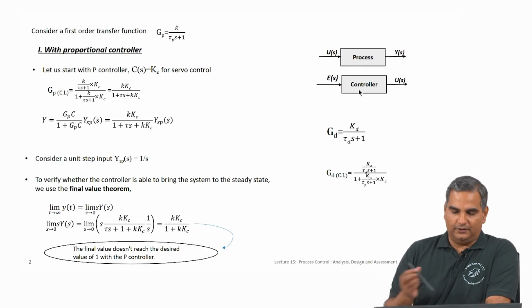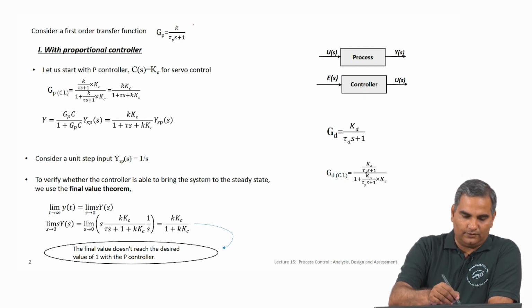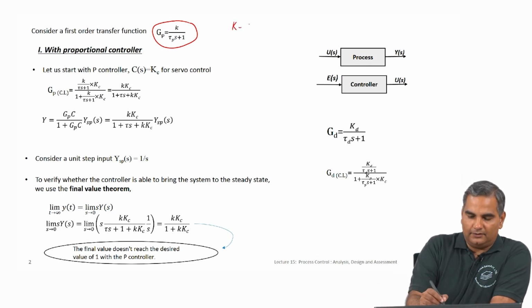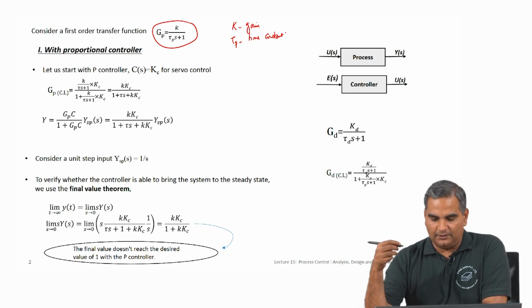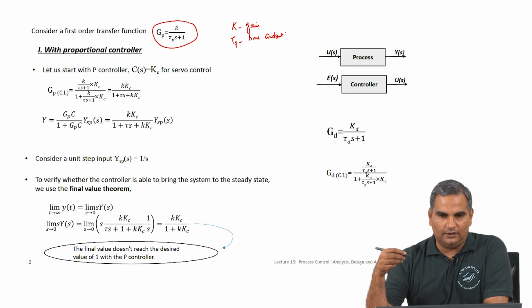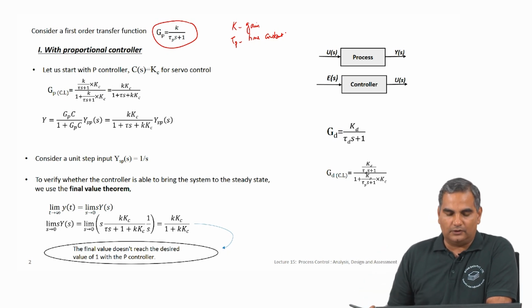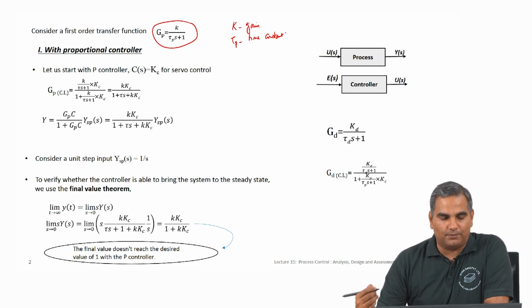So, let us start with a very simple first order transfer function. This is something that we had seen before. It is of the form K over tau p s plus 1. K is the gain of the transfer function, tau p is the time constant of this transfer function. Now, we are going to assume that this is a process, and then we are going to see what happens if I control this process with a proportional controller, and then see some performance related computations for proportional controllers and see how well they behave.